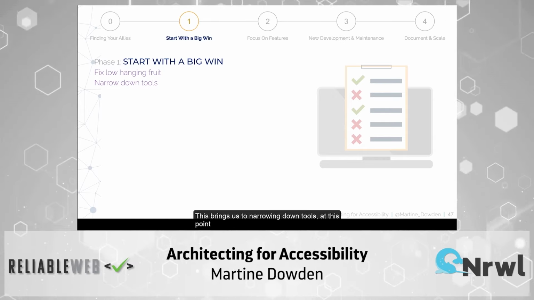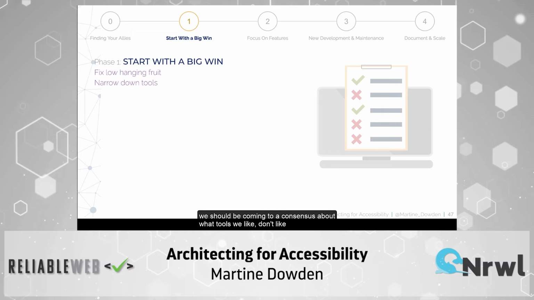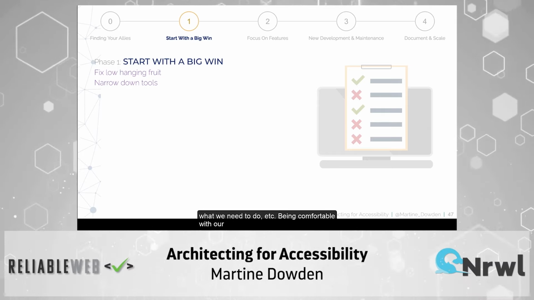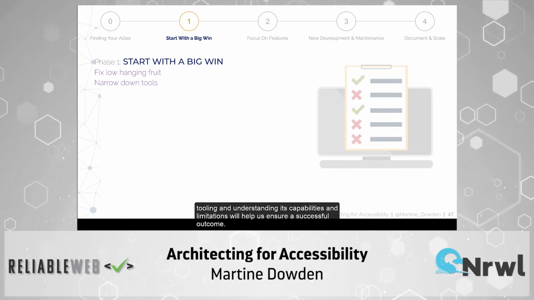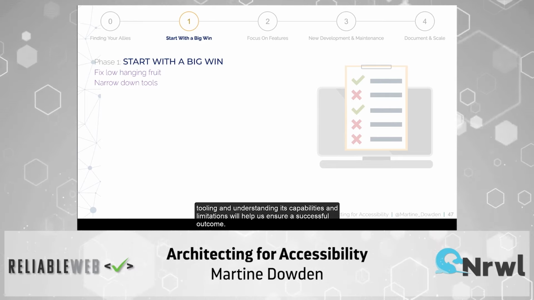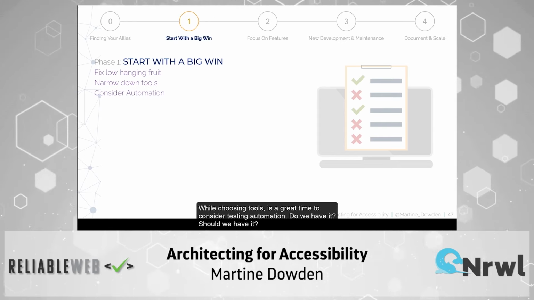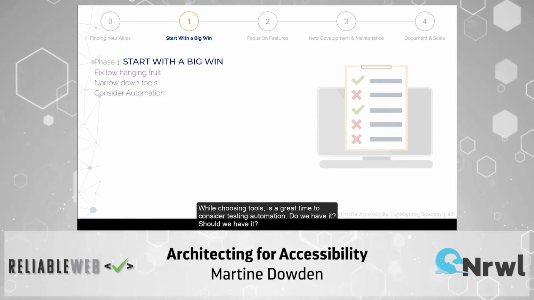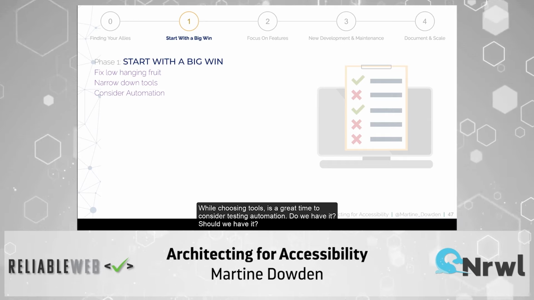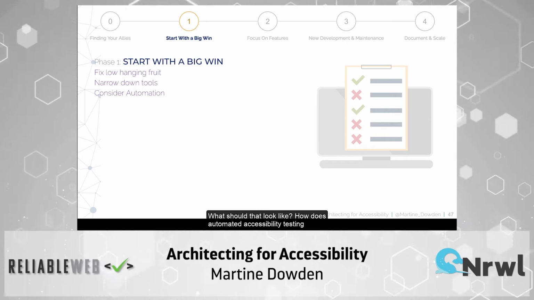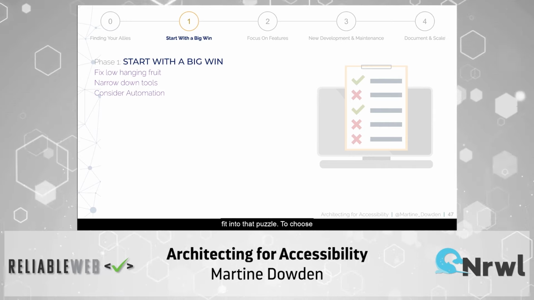This brings us to narrowing down tools. At this point, we should be coming to a consensus about what tools we like, don't like, what we need to do, etc. Being comfortable with our tooling and understanding its capabilities and limitations will help us ensure a successful outcome. While choosing tools, it's a great time to consider testing automation. Do we have it? Should we have it? What should that look like? How does automated accessibility testing fit into that puzzle?